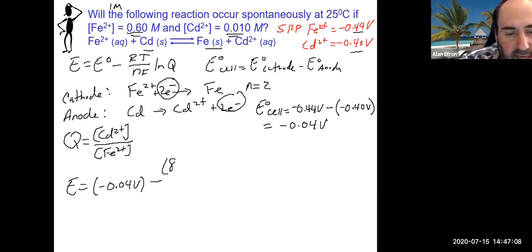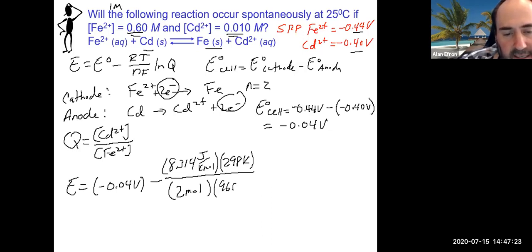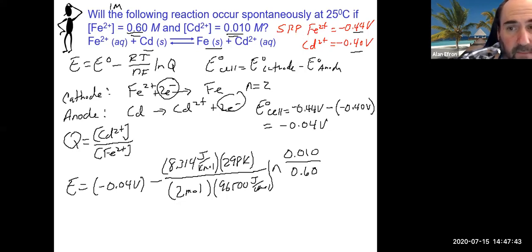minus our R, which is 8.314, times our temperature, which is 298 in this case, divided by N, which we figured was 2 moles, and our constant 96,500, or Faraday's constant, natural log of Q, which is going to be cadmium's concentration, which was 0.01, divided by iron's concentration, which is 0.60.